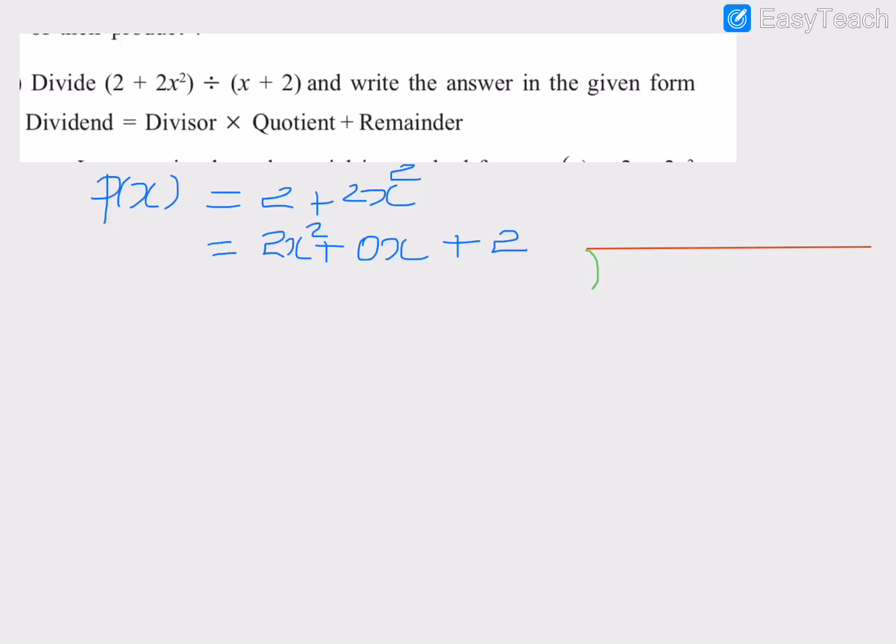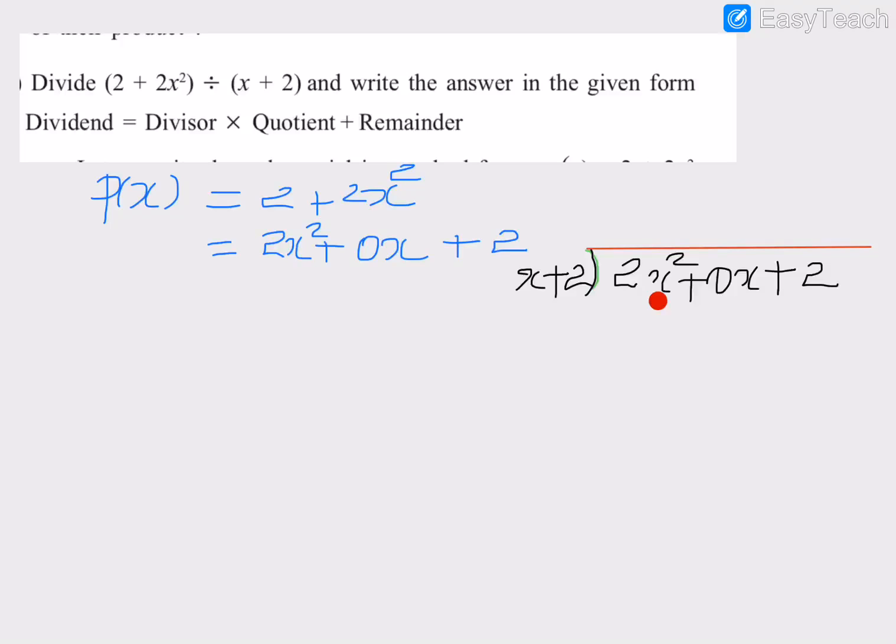So now we can divide 2x square plus 0x plus 2 with x plus 2, the second polynomial. We have written the first polynomial in the standard form, and we are going to divide it with x plus 2.